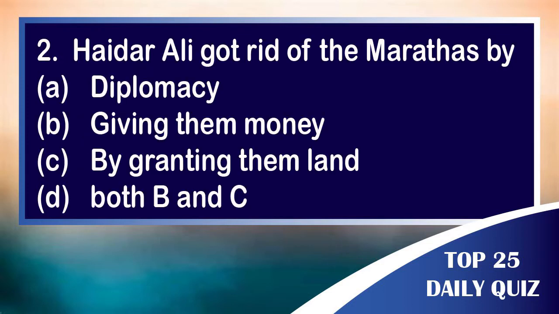1828. Question second. Haider Ali got rid of the Marathas by Option A, diplomacy. Option B, giving them money. Option C, by granting them land. Or Option D, both B and C. The correct answer is Option C, by granting them land.